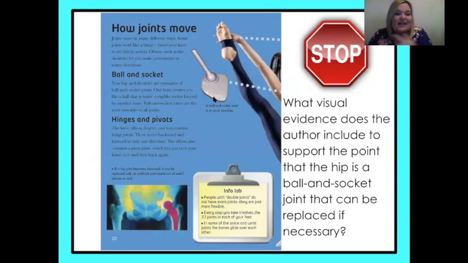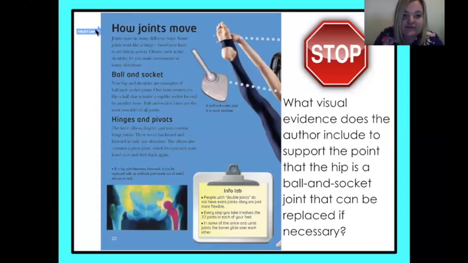So today we're going to start with how joints move, and we have a stop sign right off the bat. It says, what visual evidence, so what pictures, does the author include to support the point that the hip is a ball and socket joint that can be replaced if necessary? All right, now that we have that arrow ready, how joints move.